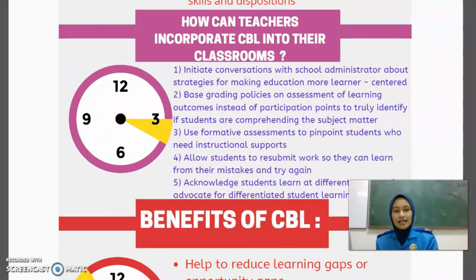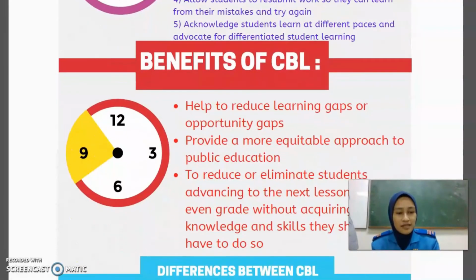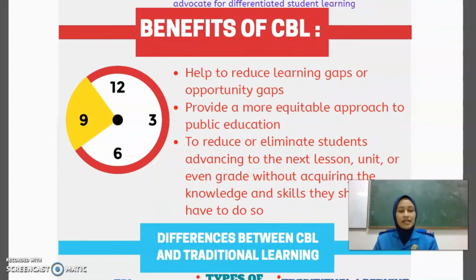Next, I will describe the benefits of CBL. There are two benefits of CBL. The first one is CBL helps to reduce learning gaps or opportunity gaps between students. Learning gaps is the difference between what a student has learned and what he or she was expected to learn during a particular class or by a particular grade.